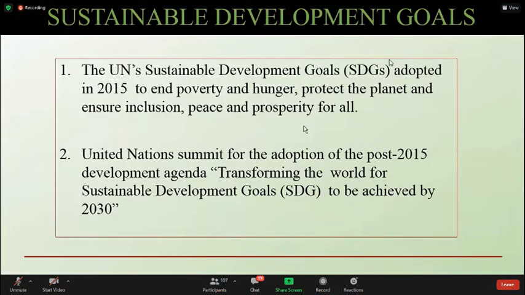Now, why is UPM interested in this? In tandem with the Sustainable Development Goals, SDG, which have been adopted since 2015 to end poverty, hunger, and protect the planet, as well as peace and prosperity for all. The purpose is to transform the world, with the Sustainable Development Goals to be achieved by 2030.